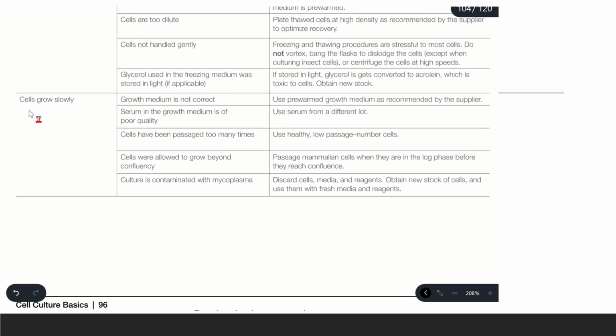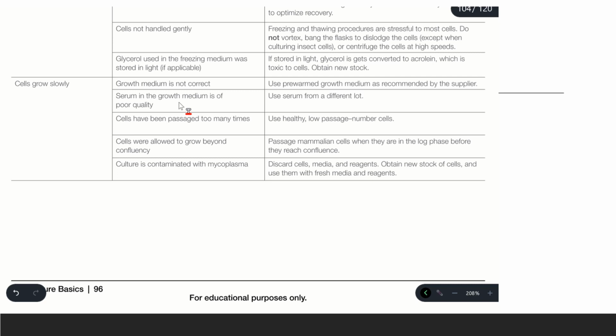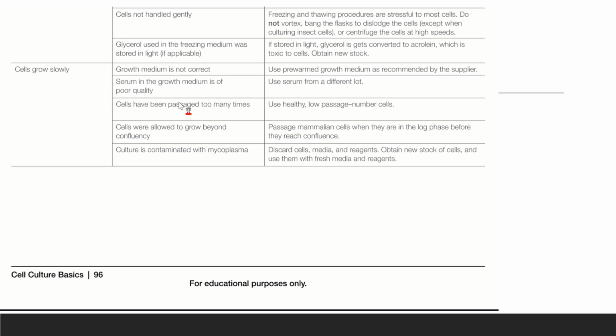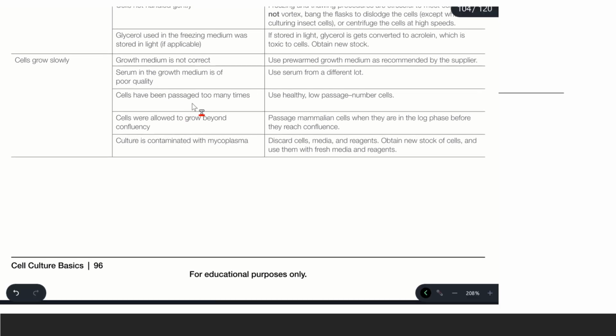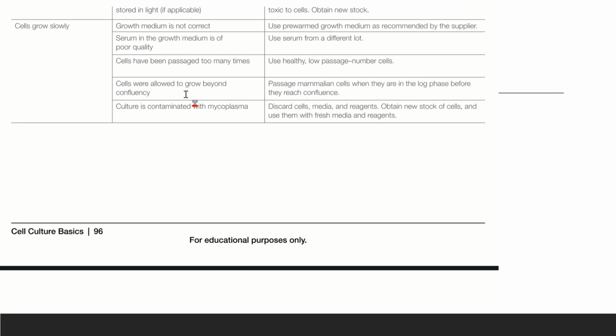What happens if cells grow slowly? Well, the growth medium is not correct. That's a possibility. The serum in the growth medium is of poor quality. That's possible. Cells have been passaged too many times. That's also very possible, especially for primary cultures where you can only passage them like 5 times. If you passage them for the 6th time, you can definitely notice the cells growing much slower. And at that point, it's time to buy new cells.